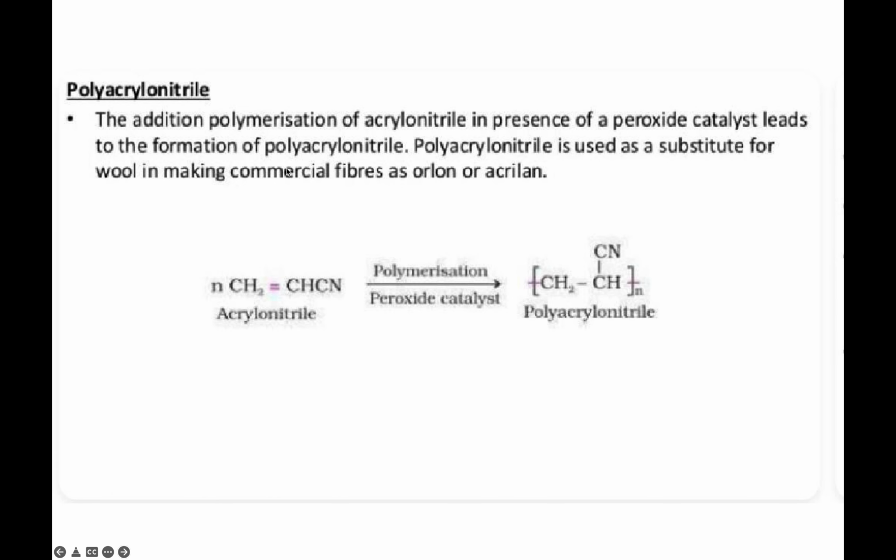As a result of this reaction, polyacrylonitrile is formed. Normally it is used as a substitute for wool, and to make commercial fibers like orlon or acrylan. Here is the equation for that reaction. Acrylonitrile, with a double bond, CH2=CHCN, undergoes polymerization with a peroxide catalyst. Finally the product is polyacrylonitrile, (CH2-CH(CN))n.